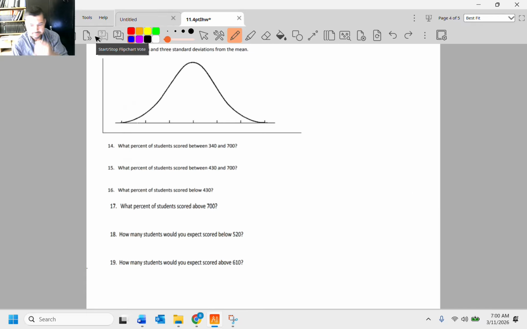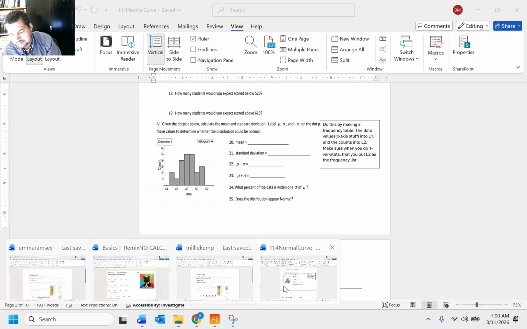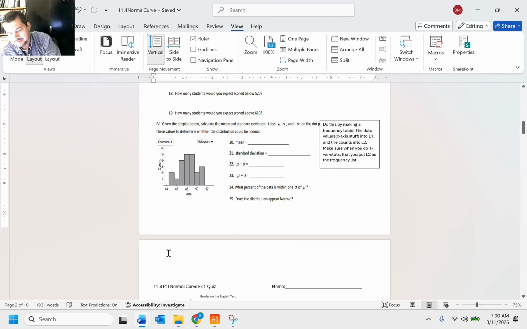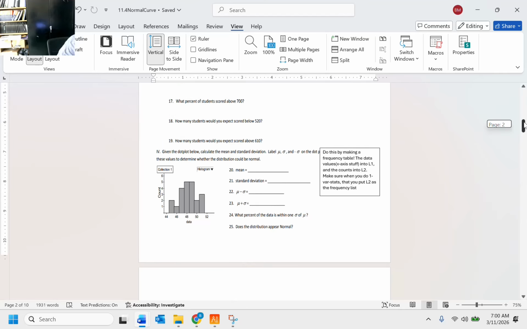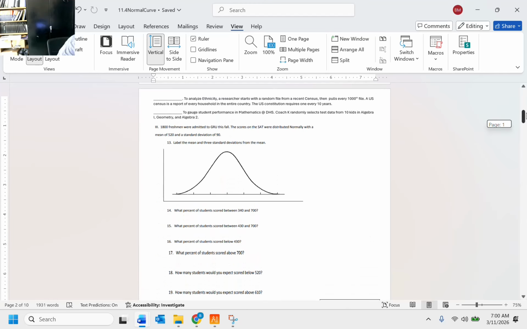All right. Let's do this one. Of course, I'm missing some text here. What's the text here on that one? That's 13. 1,800 freshmen were admitted to GRU this fall.